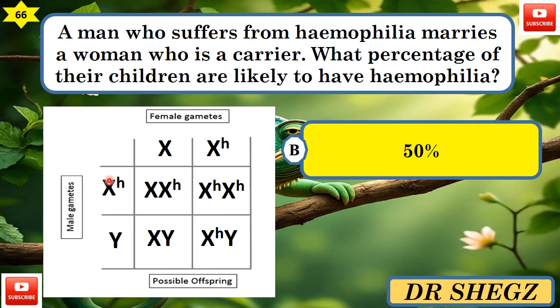Now, of course, this is the male gamete from someone who has hemophilia, and this is the female gamete for a carrier. So by the time you use your Punnett square to check, you will notice that there's one female offspring with hemophilia, one male offspring with hemophilia, making a total of 2/4, which is 50%.